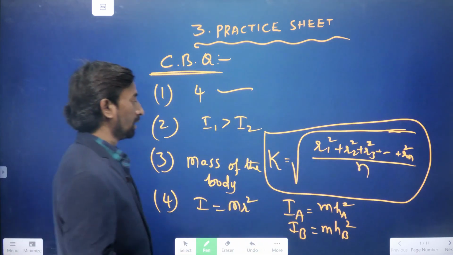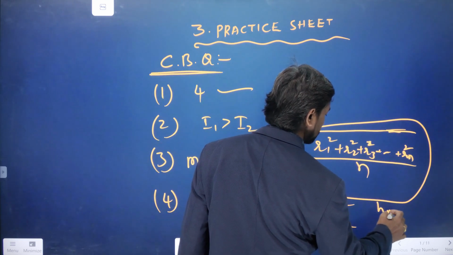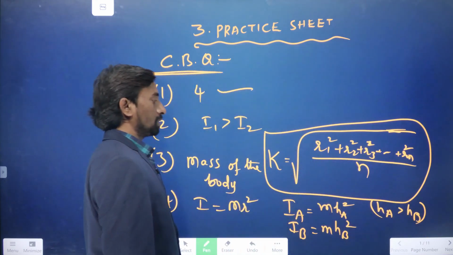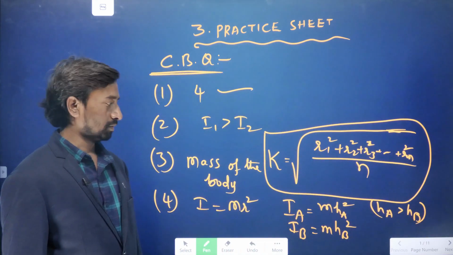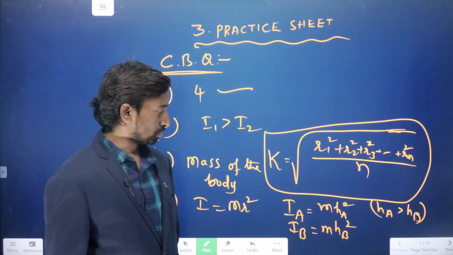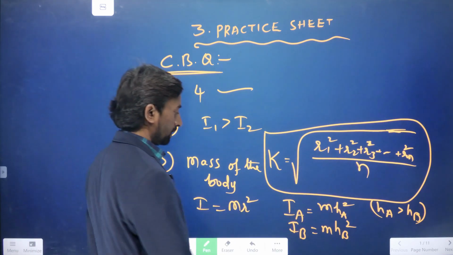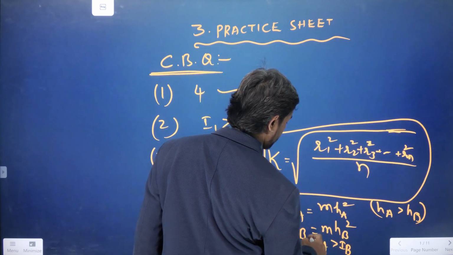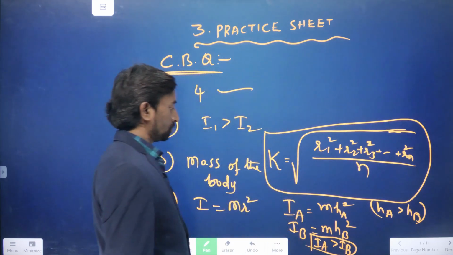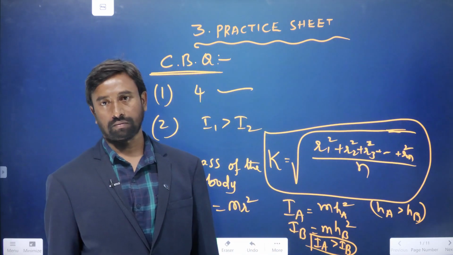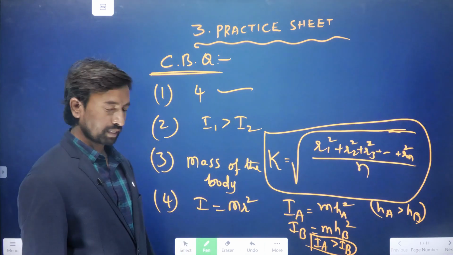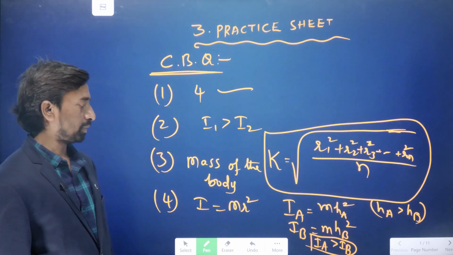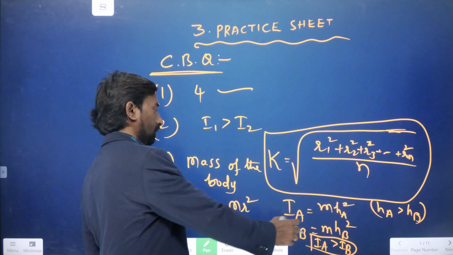Now, they have given in the question that HA is greater than HB, meaning the height of satellite A is greater than the height of satellite B. If it is greater, then which moment of inertia should be greater? It should definitely be that IA is greater than IB. So that is the answer. The first option: A has a greater moment of inertia than B. The fourth question's answer is the first option.